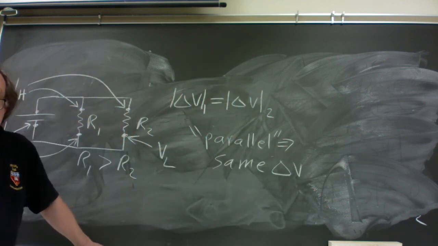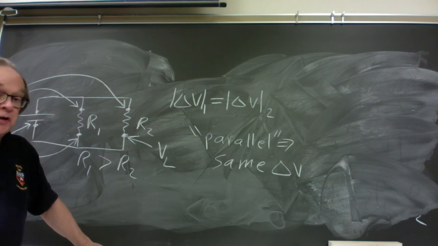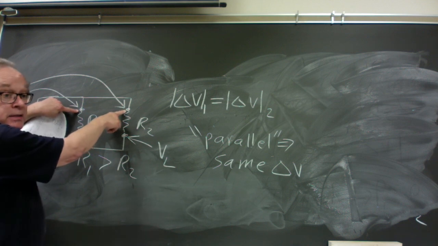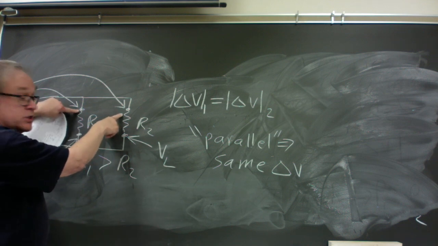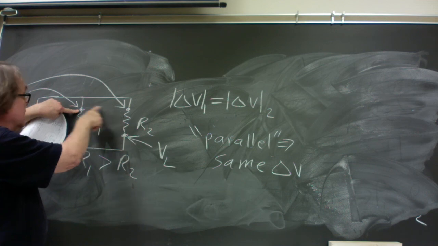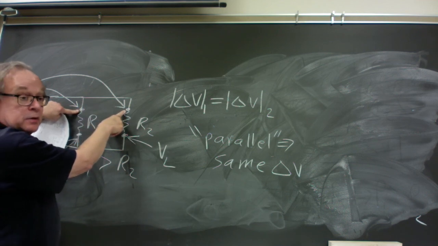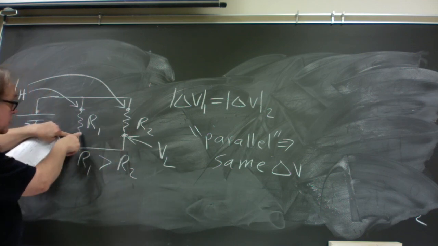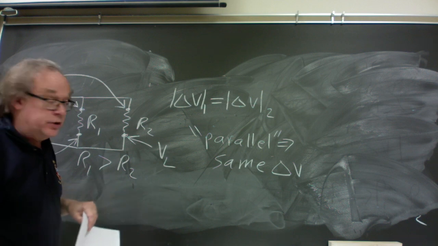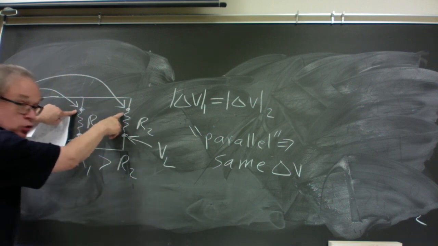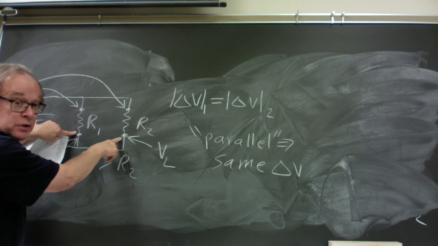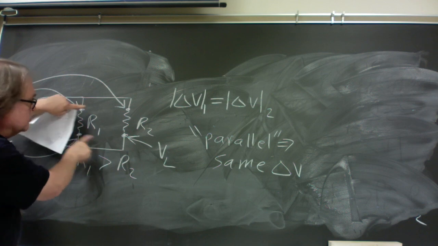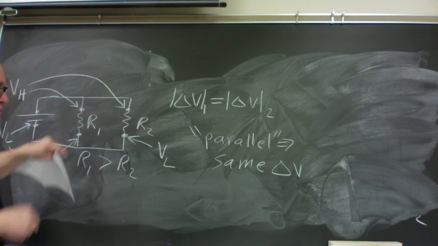Series means they share the same current, parallel means they share the same potential difference, and they share the same potential difference because corresponding sides of each of these circuit elements are connected by nothing but wire. This point and this point are connected by nothing but wire, so they must have the same potential. These points connected by nothing but wire must have the same potential. So this potential difference is the same as this potential difference.